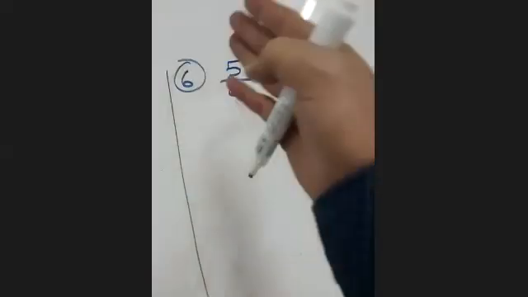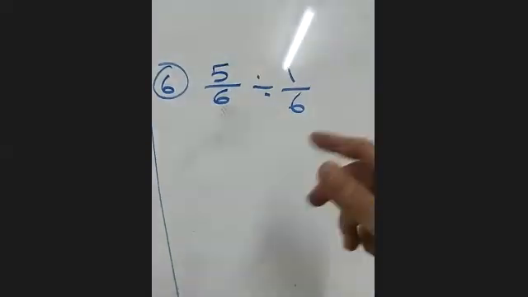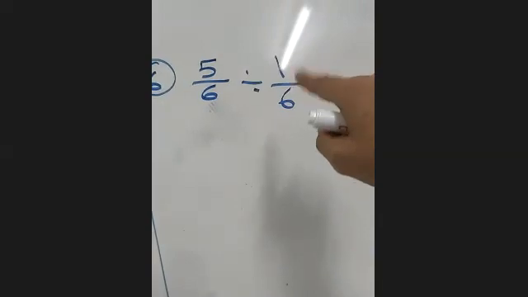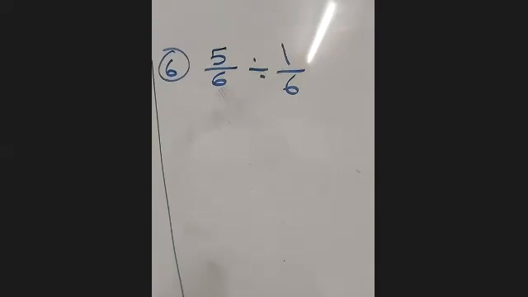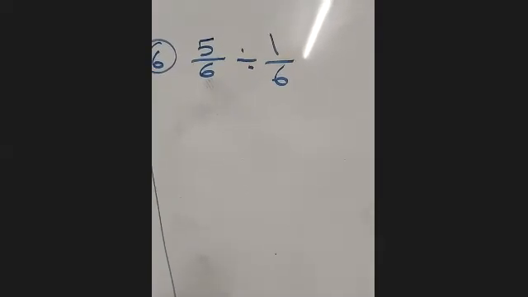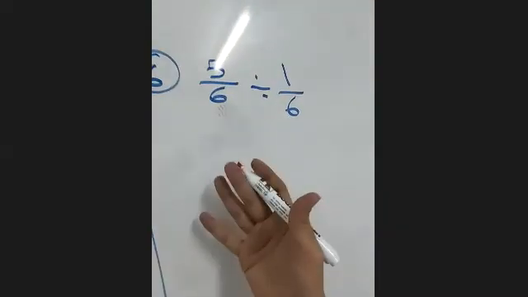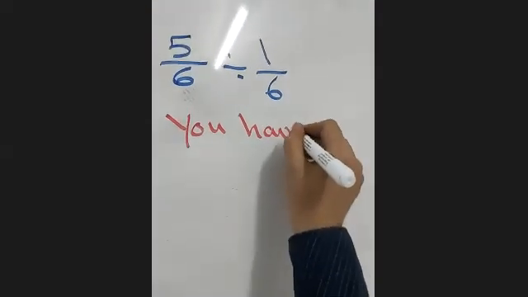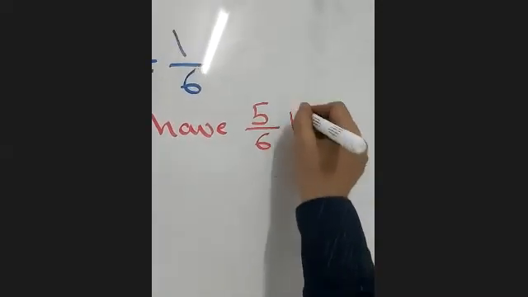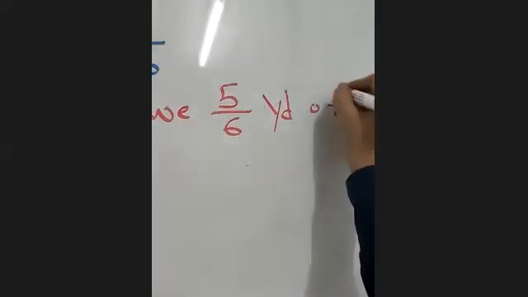We can say, for example, if you have 5 over 6 yard of rope and you want to make parts of this rope and each part should be 1 over 6. Got it? You know, the rope or fabric, for example. So let's say, and you can copy with me, guys: if you have 5/6 yards, sorry, of fabric.